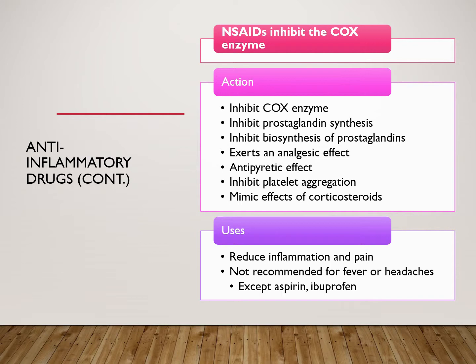NSAIDs inhibit the COX enzyme. So they inhibit the prostaglandin synthesis. They inhibit the biosynthesis of the prostaglandins. They exert an analgesic effect. They also have an antipyretic effect. They inhibit platelet aggregation. They mimic the effects of corticosteroids. Why do we use them? To reduce inflammation and pain. It's not recommended for fever or headaches, except for aspirin and ibuprofen.